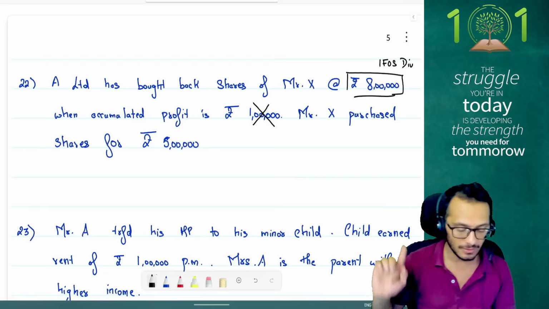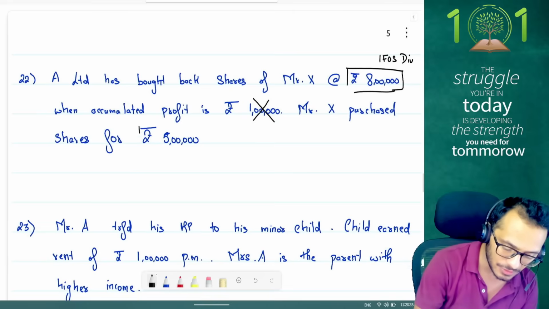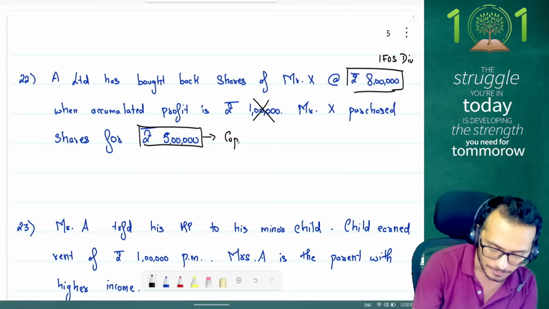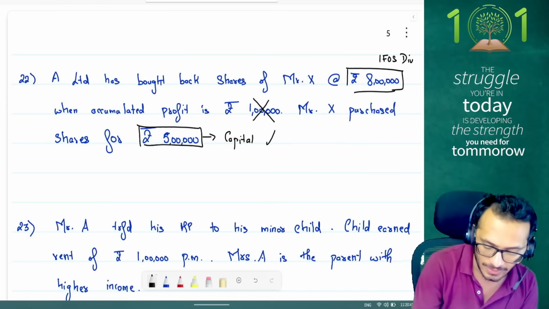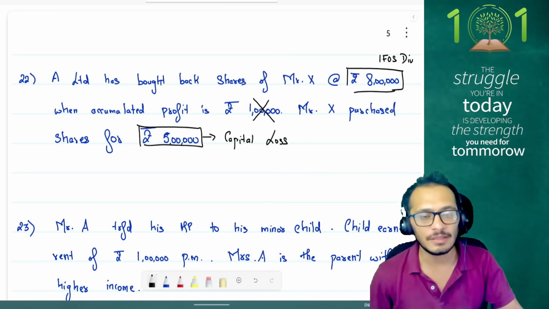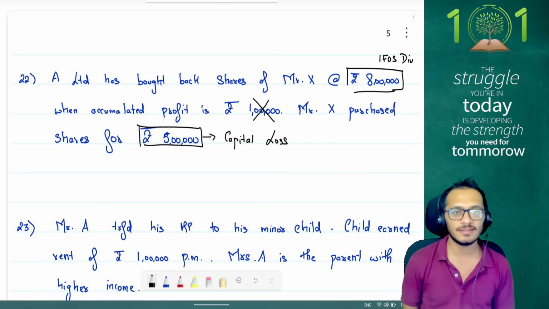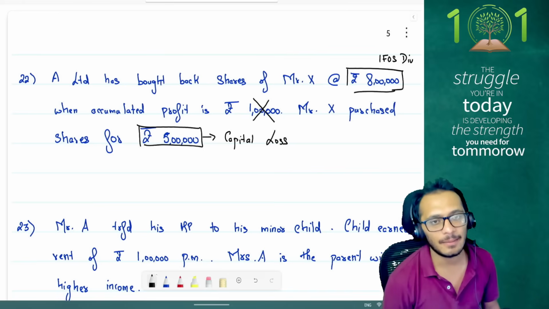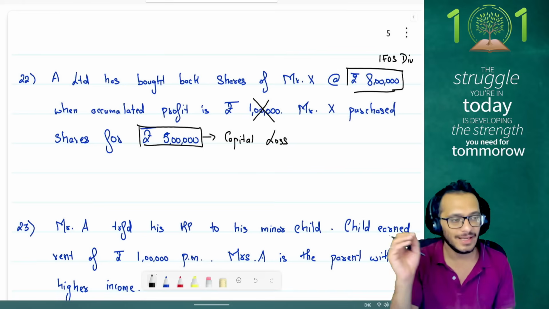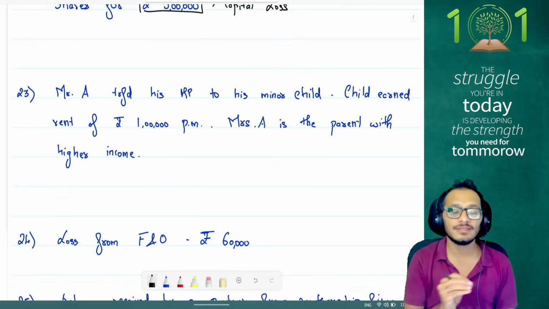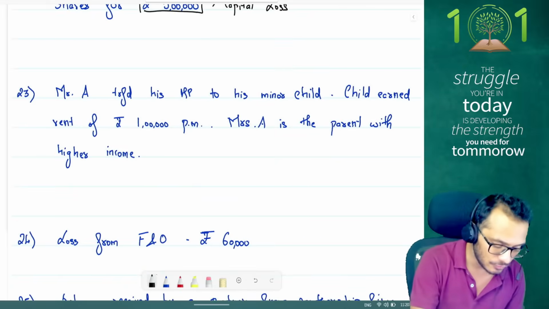I am not bothered about the accumulated profit. The cost of acquisition, which is there for Mr. X, will be treated as a capital loss. So what will you be doing in this provision, people? You will say that the money received will be taxable as buyback dividends, and whatever cost of acquisition was incurred will be treated as a capital loss to be carried forward for a period of 8 years. Very good. A very very good adjustment and something which has been tested in exam so many times.